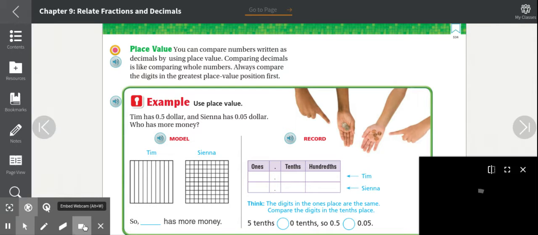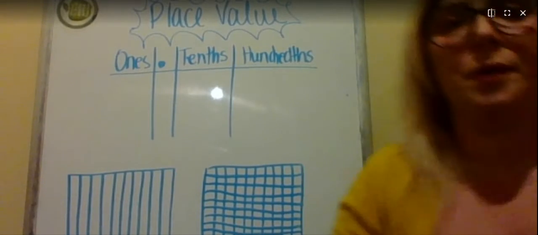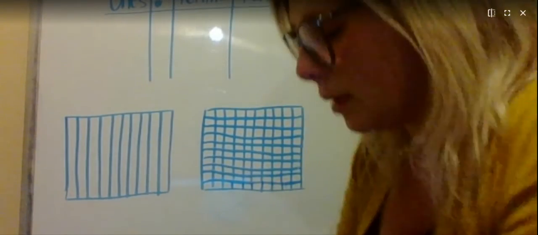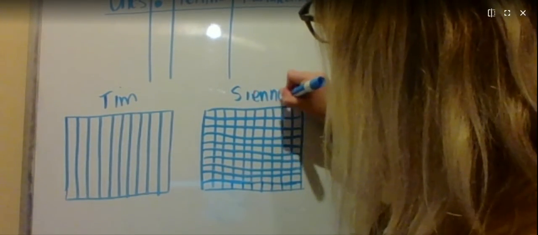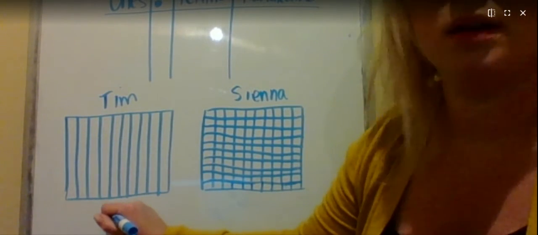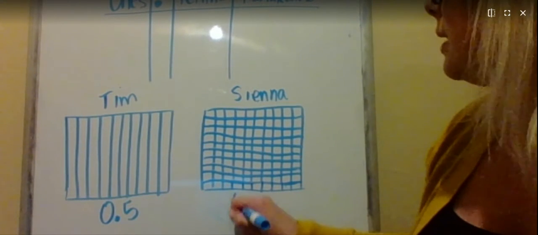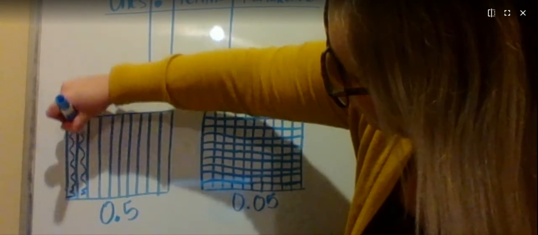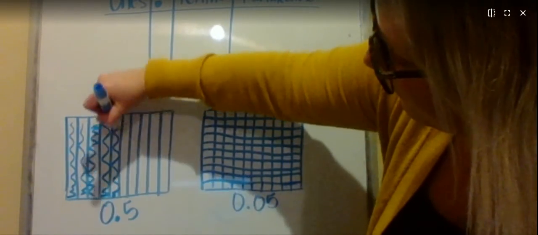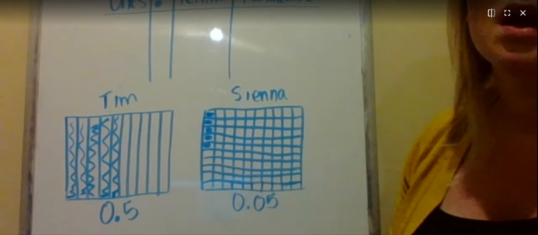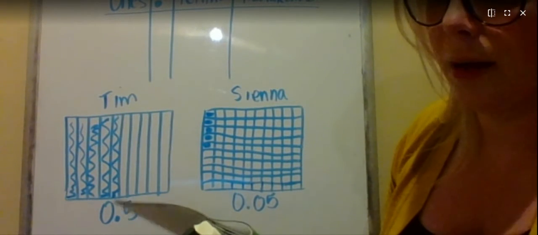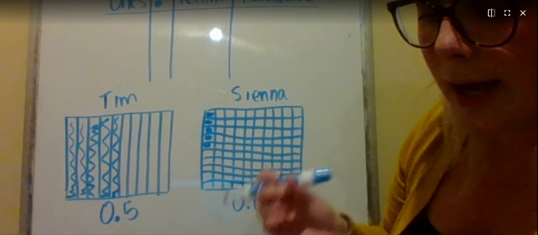So we can use a model, and I drew it behind me. Okay, so here is Tim, and here is Sienna. Tim had 5/10. Okay, I'll draw it down here. 5/10. And Sienna had 5/100. Okay, so I'm going to shade Tim's 5/10, 1, 2, 3, 4, 5, and I'm going to shade Sienna's 5/100. Obviously, we could see who had more money, which would have been Tim. Okay, that's using a model.